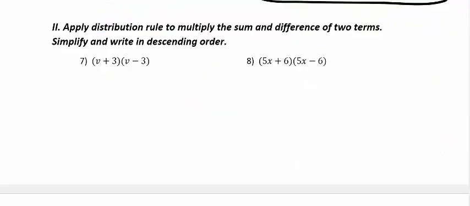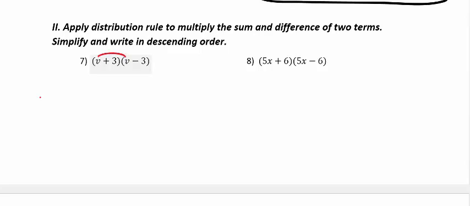Now we're going to apply the distribution rule to multiply the sum and difference of two terms, and then we'll simplify and write in descending order. This is done exactly the same way, but I want you to notice that both of these terms look a lot alike. The only difference is this one has a plus and this one has a minus. But the variable and the numbers look the same. Over here, the same thing. 5x and 5x are the same, 6 and 6. It's the sign here in between that's different, a plus and a minus. So let's see what happens when we FOIL those.